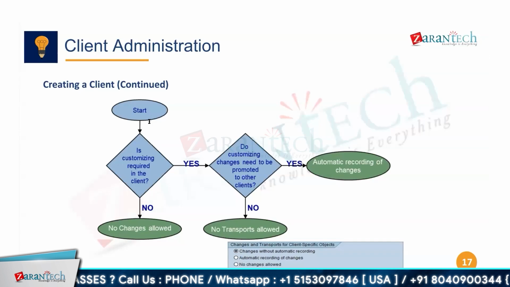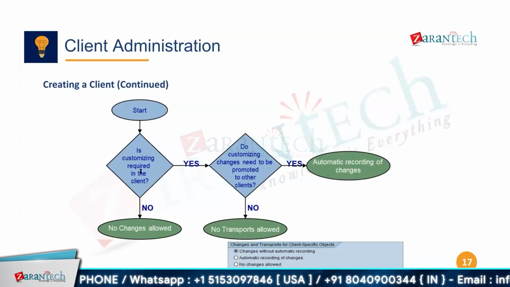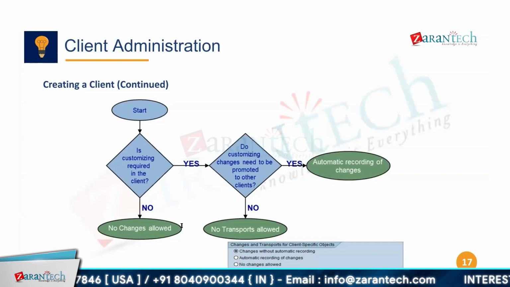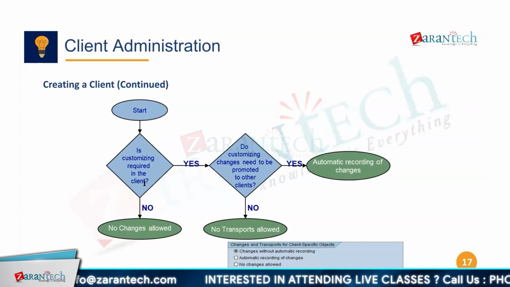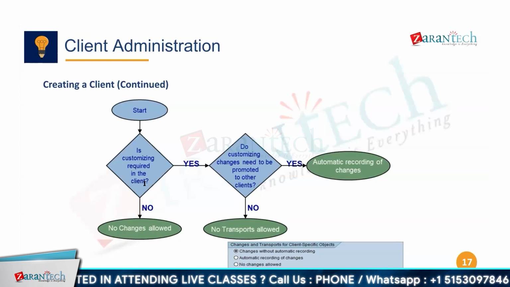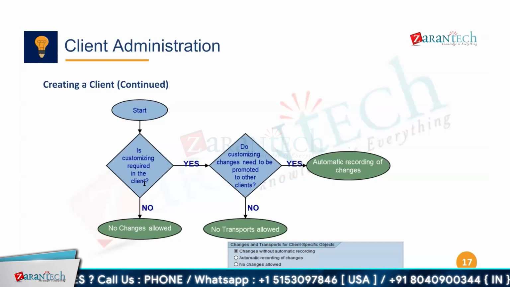Now the question comes: is customizing required in the client? No? Then you just select no changes allowed. What is the example of customizing in non-production systems? In production systems, we do not touch any of the customization. We definitely don't do development in the production system. If you do development in the production system, it's a crime.